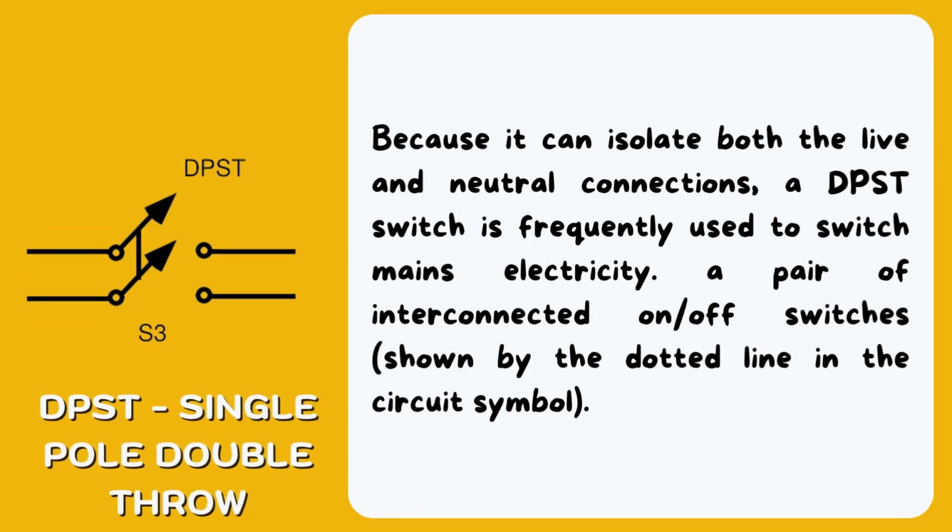DPST, double pole single throw. Because it can isolate both the live and neutral connections, a DPST switch is frequently used to switch mains electricity. A pair of interconnected on-off switches, shown by the dotted line in the circuit symbol.